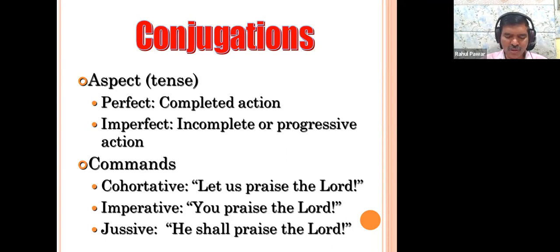Instead, the verb occurs in two forms, that is suffix form, known as perfect, or it is also known as katal. And prefix form is also known as imperfect. The second name is iktol. Now, let me test you. What are the two names I told you for perfect?